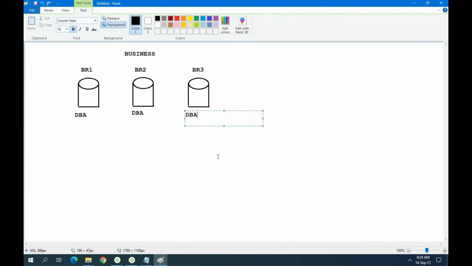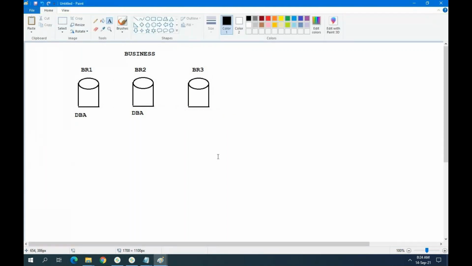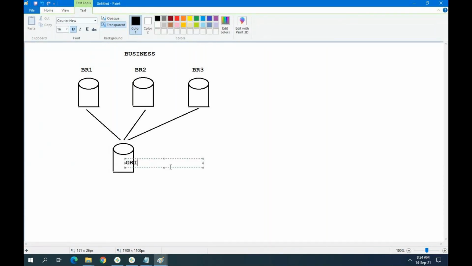Once grid technology came into the picture, what happened? When Oracle 10G was released, all these branch level databases were connected to one grid system. This is known as a grid database. All are connected to the grid, so only one DBA is enough to monitor all the branch servers.